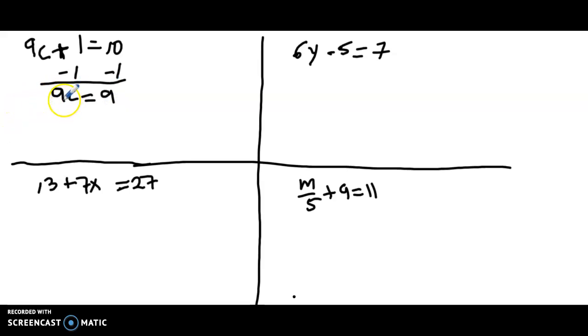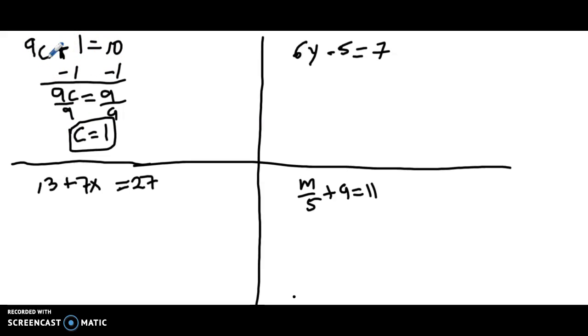9 times c. Inverse of multiplication is division. Divide both sides by that same factor. C equals 9 over 9 is 1. There's my answer. I will go back and check it in the original equation, which was this up here.